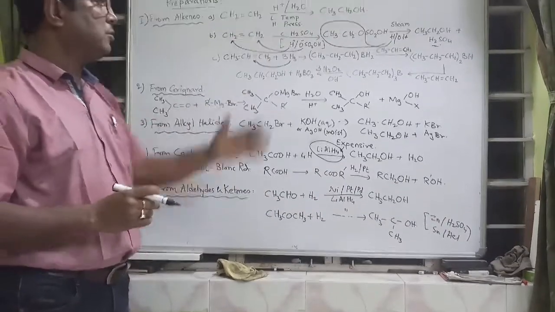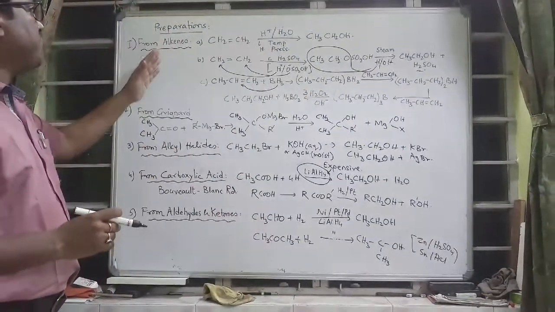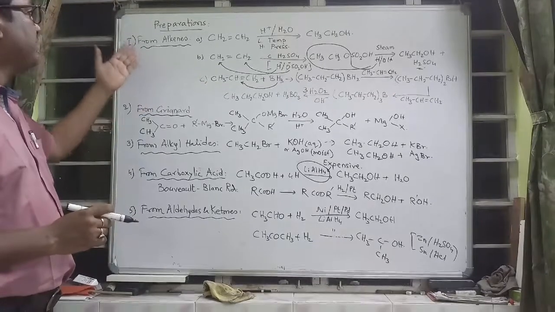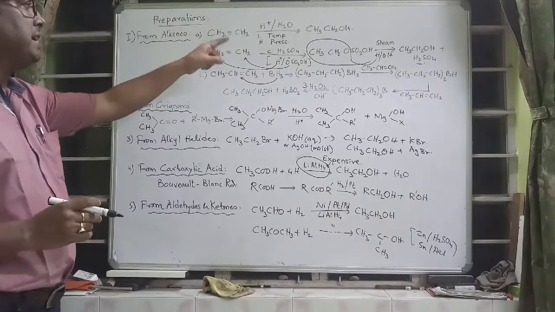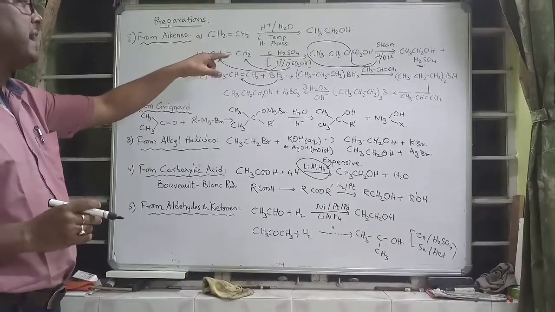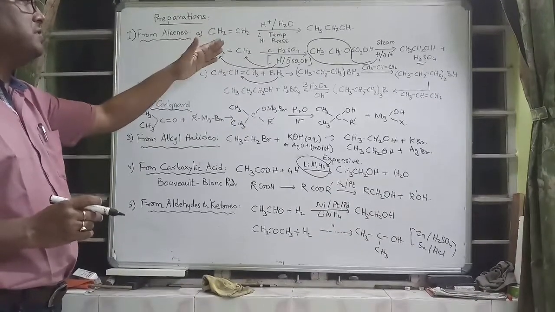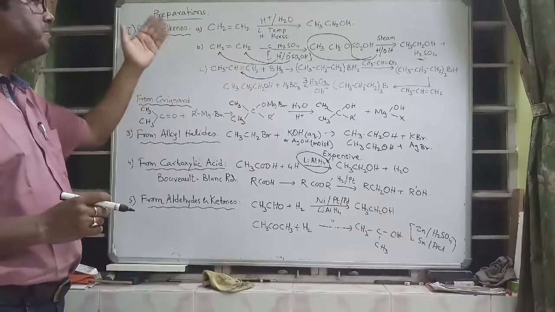So students, let us go through it as a whole. With the preparation of alcohols, first we go from the alkenes. Alkenes, by applying low temperature and high pressure and the hydrolysis of water, we can get alcohol.